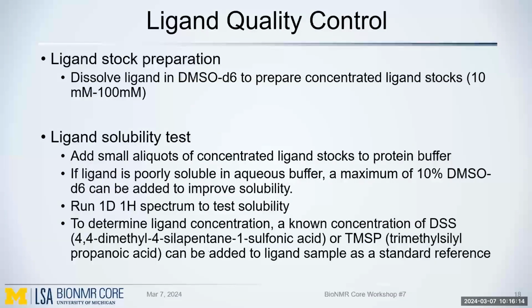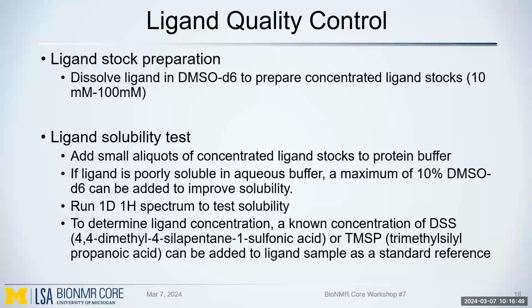And next is about ligand quality control. When running the STD-NMR experiment, you will need to first prepare a ligand stock. Those ligands can be first dissolved in deuterated DMSO to a very concentrated stock, like 10 millimolar to 100 millimolar. And then you will need to test the solubility of your ligand in the buffer you choose. The solubility test can be done by adding small aliquots of your ligand into the buffer you choose, to reach a final concentration of about 200 micromolar.